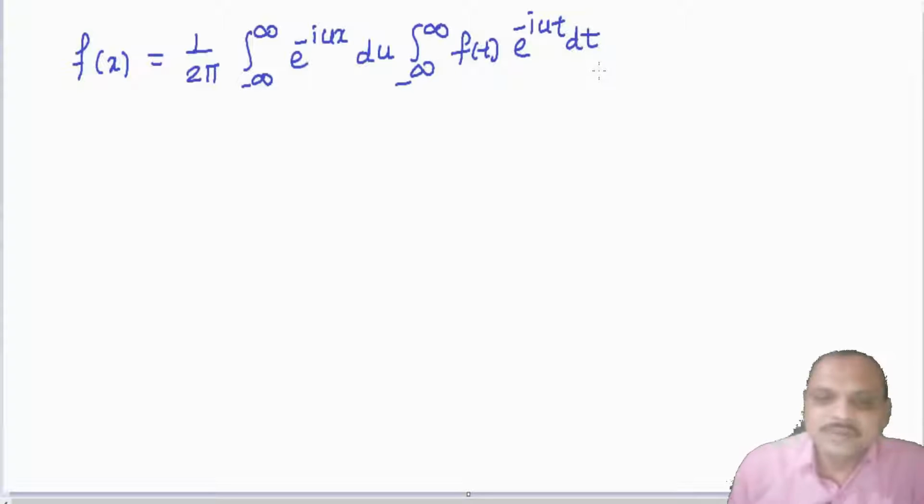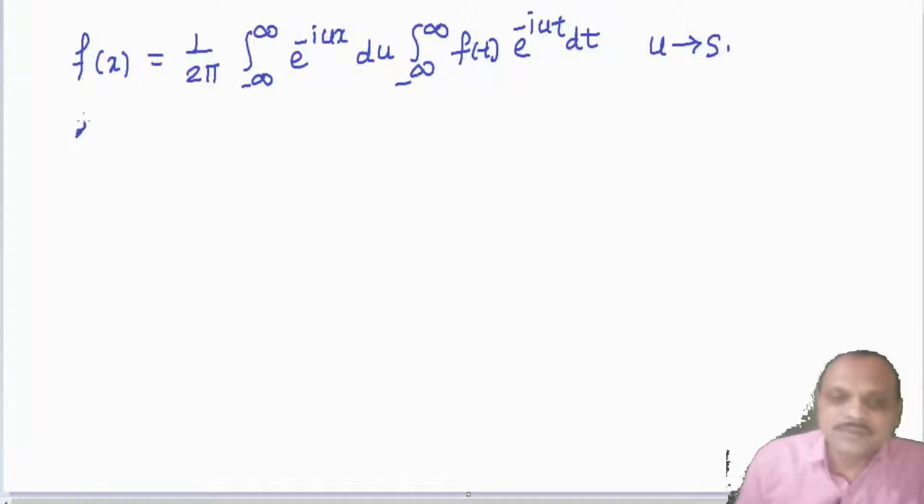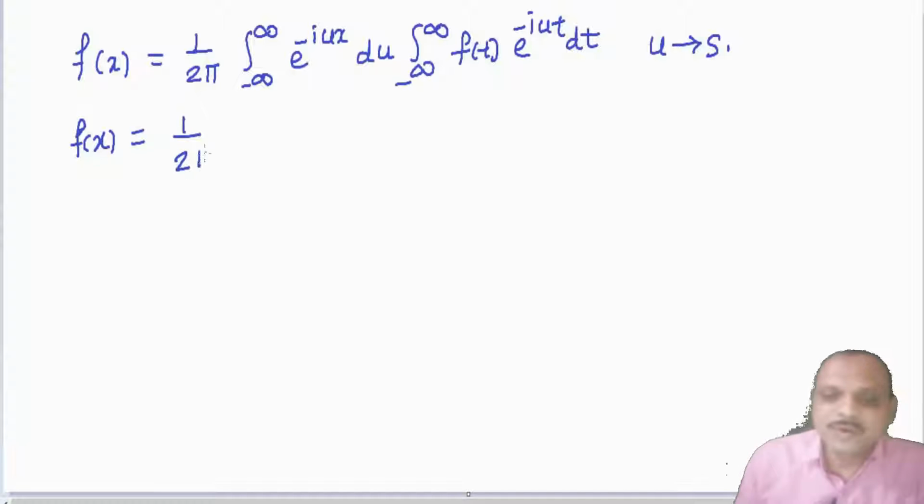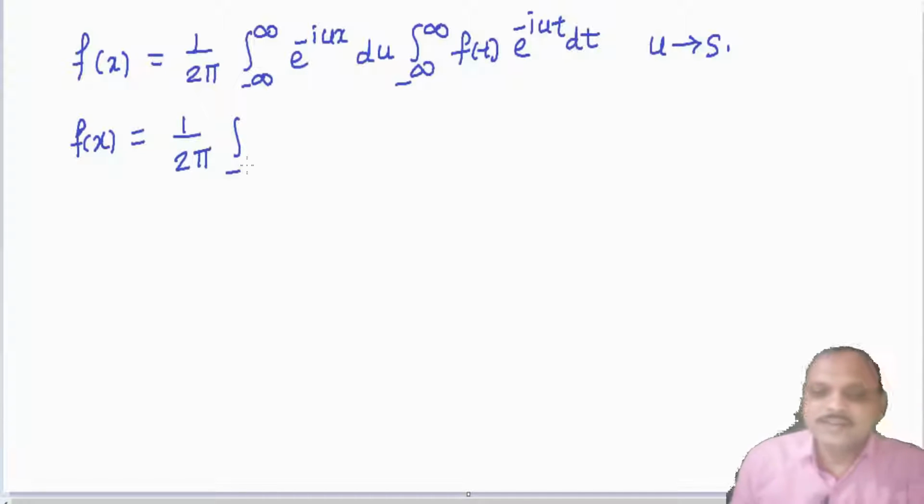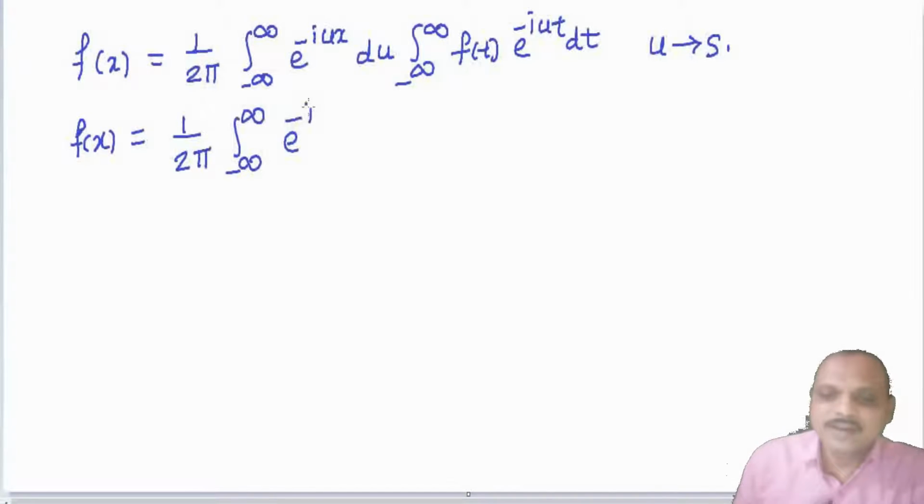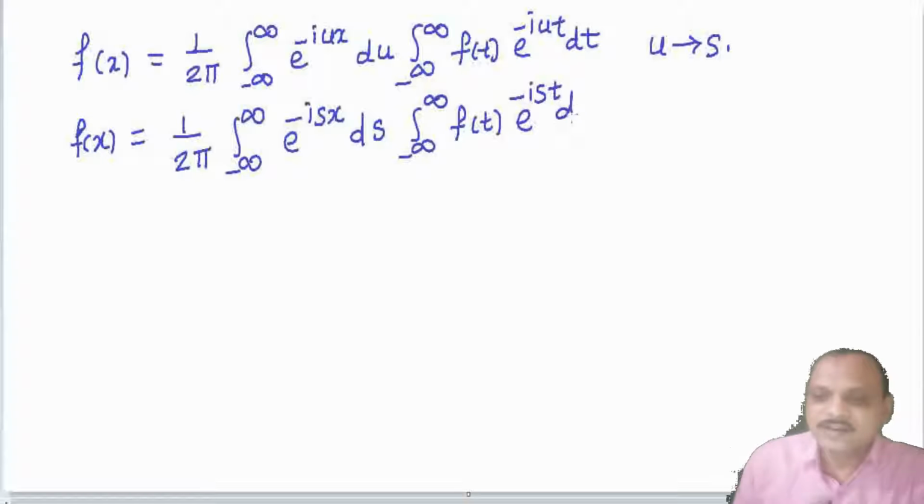Now here we just slightly change the variable u and replace it by s. So this will be f of x equal to 1 divided by 2 pi integration minus infinity to plus infinity e raised to minus i s x into ds, integration minus infinity to plus infinity f of t into e raised to minus i s t into dt.